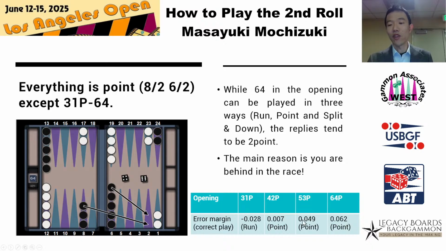And after 5-3, it's only 5%. After 4-2, it's very close. It's actually you can run. And with 3-1, actually right to go for the race.